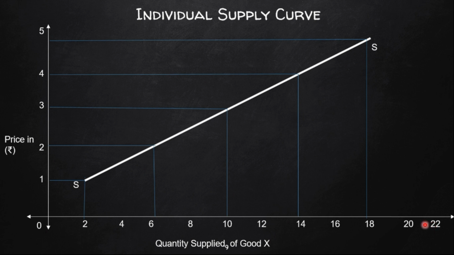That is, it is the supply curve of an individual seller. Likewise, we can have different supply curves of different sellers. And when we add those supply curves, what we get is the market supply curve. Well, what is the market supply curve? Market supply curve is nothing but the horizontal summation of individual supply curves. Prior to that, we'll try to understand the market supply schedule.